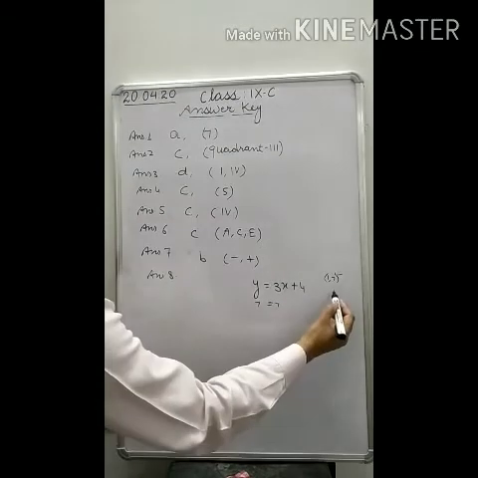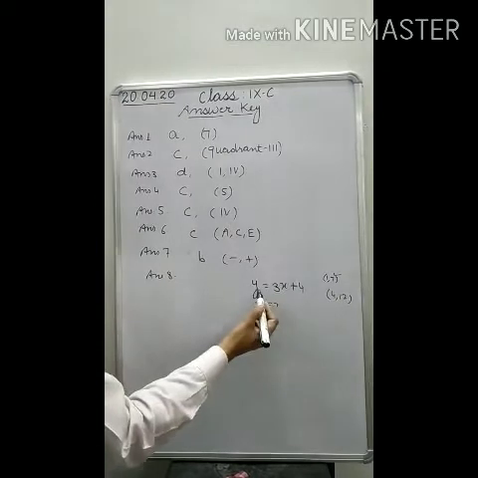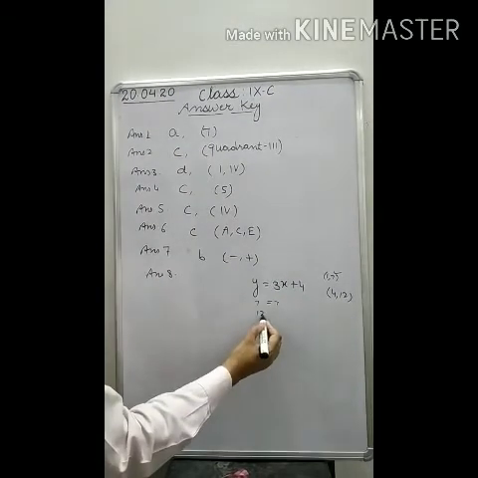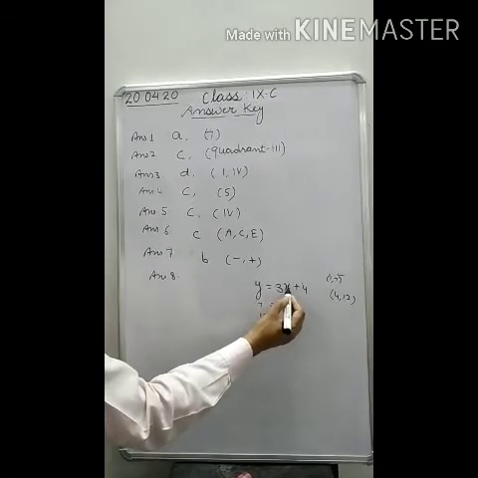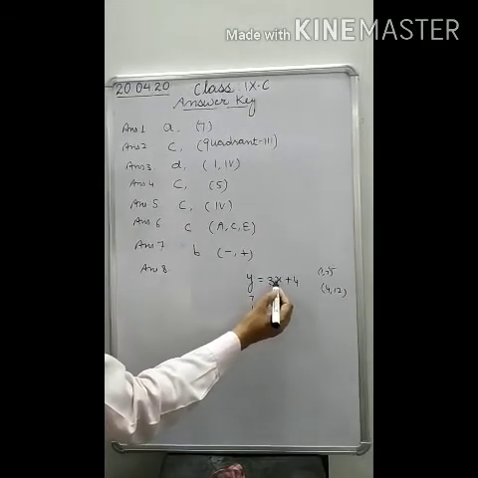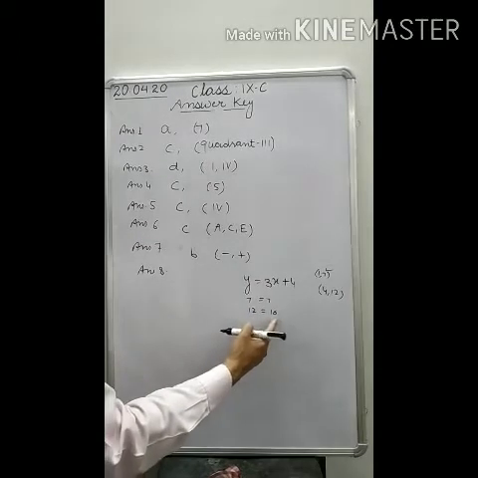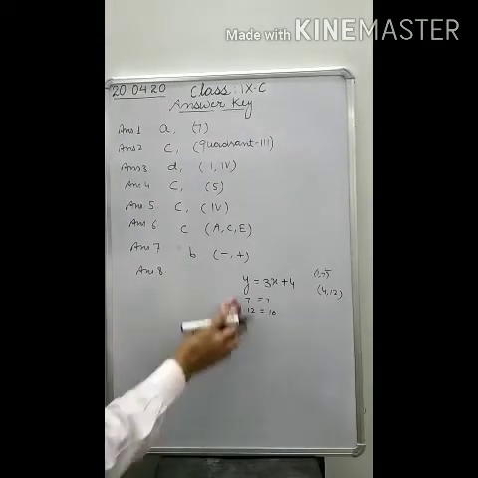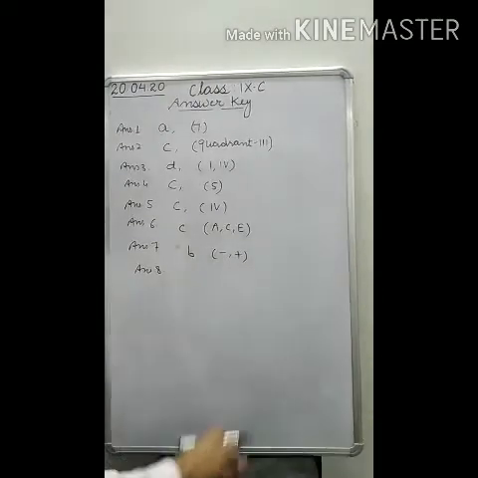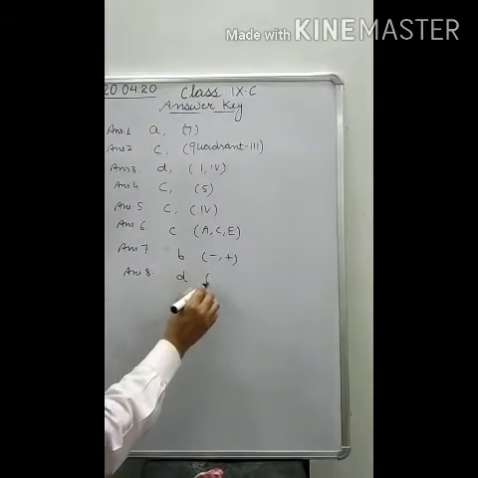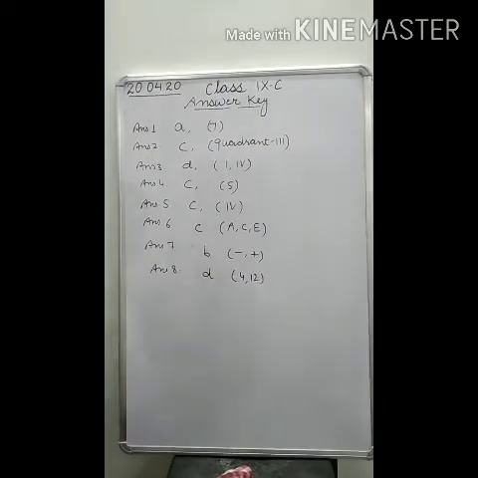Suppose we are checking the last one, 4, 12. Just check it. In place of y we will put 12, and in place of x we will put 4. So 4 times 3 is 12, 12 plus 4 is 16. And you know that 12 is not equal to 16. So the right answer is option D, that is 4, 12. So you write here D, and here you write 4, 12. This is the right answer.